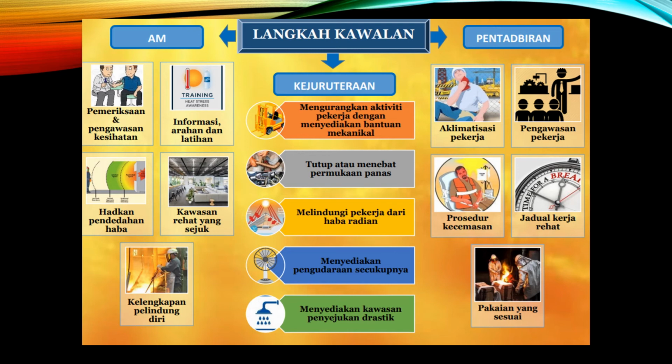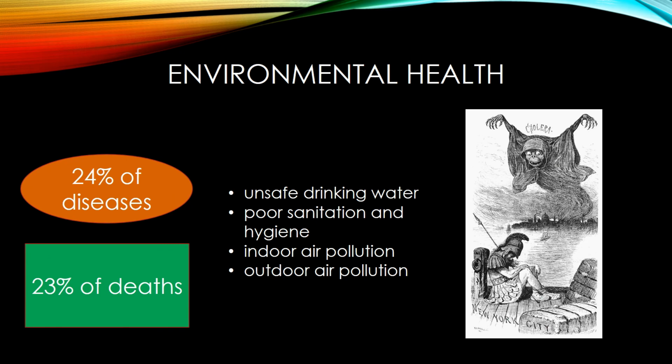There are a lot of things that can be done in preventing accidents and occupational related diseases. There are engineering solutions, administrative solutions, and general solutions. I'm not going to go through them in detail here because this is not the point of today's online lecture. Let's move on to environmental health.